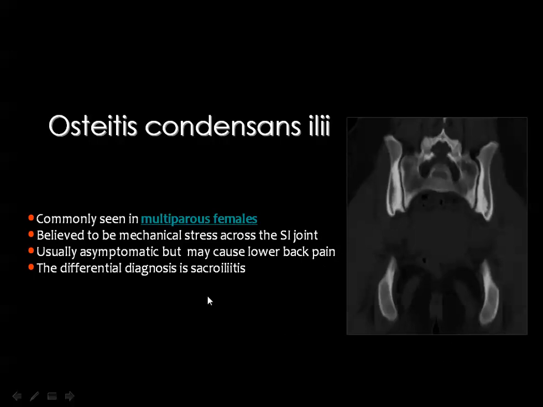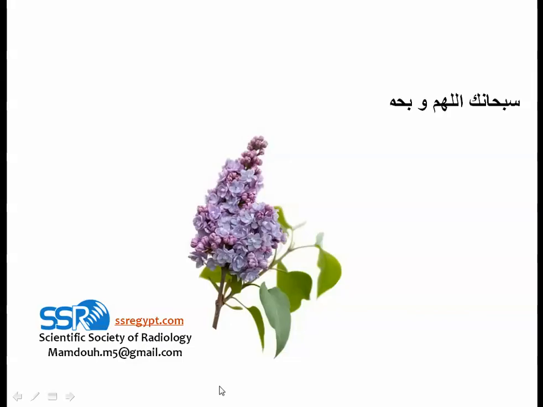And of course, the differential diagnosis is the other causes of sacroiliitis. But you know that in sacroiliitis, there should be affection of the joint space by narrowing and erosion, with affection of both sides of the joint, including the sacral aspect as well as the iliac aspect of the joint.